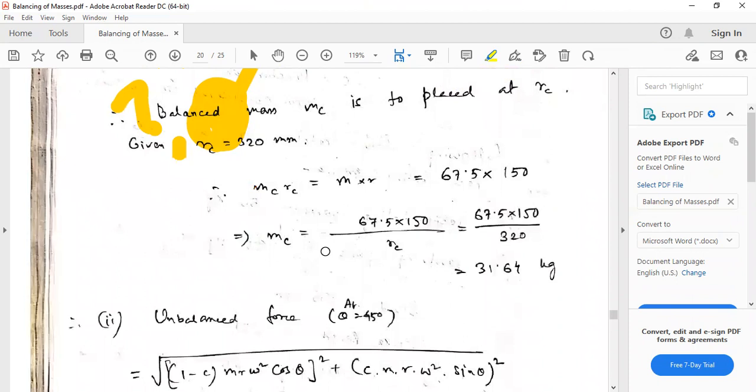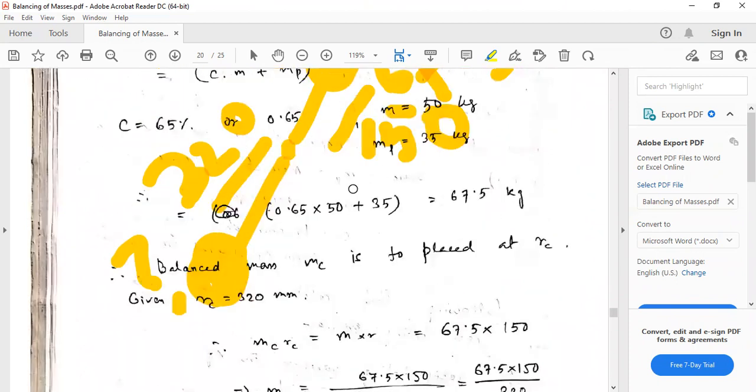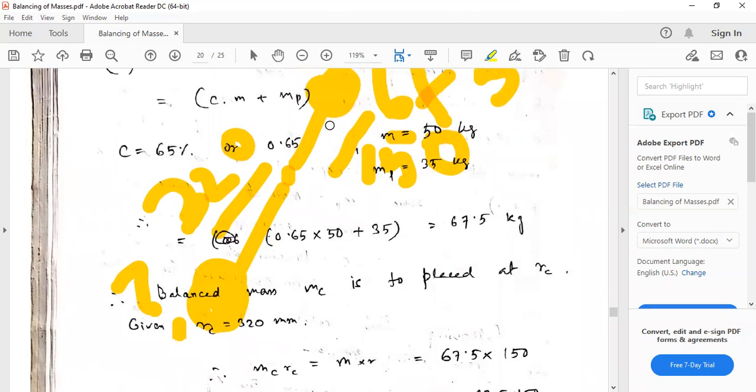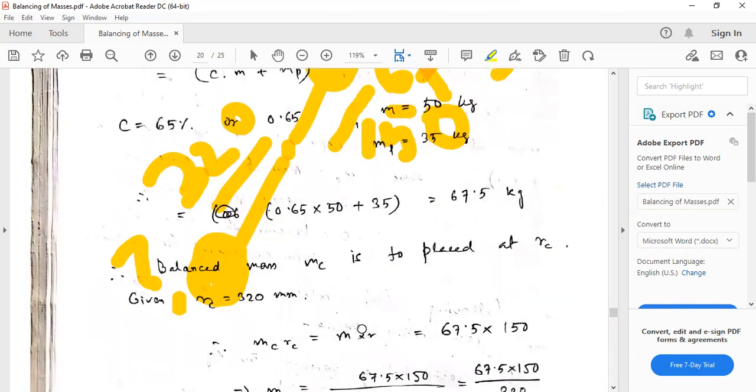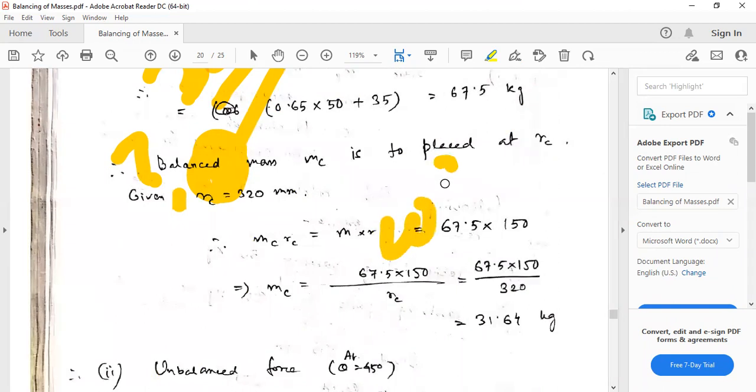So this is what we did. Since only one mass is there, we don't write M1 or R1; we have written M and R only. MR equal to McRc. This is the first place of your balancing problem. We have learned this. We have omega square in both directions, MR omega square and McRc omega square, so omega square gets cancelled out. That's why these are actually balancing centrifugal forces.